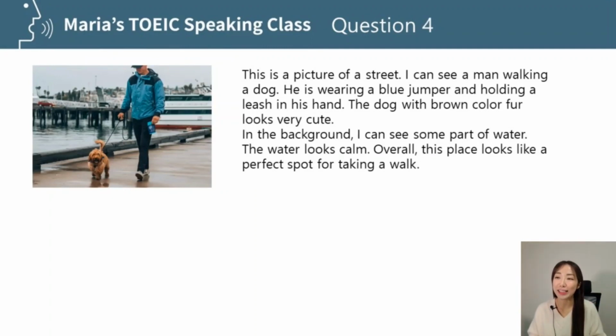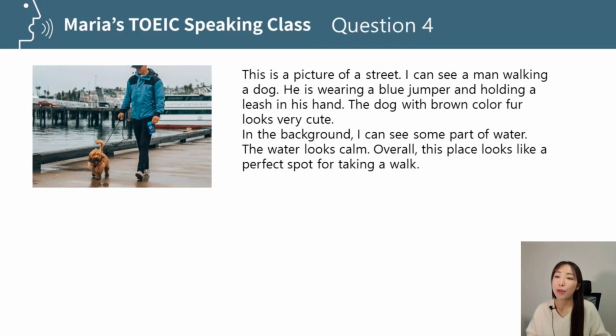4번입니다. 자, 길거리 사진인데요. 볼게요. This is a picture of a street. 길거리 사진. I can see a man walking a dog. 자, 개를 산책시키는 남자가 보여요. He's wearing a blue jumper. 파란색 점퍼 입고 있고 and holding a leash in his hands. 자, leash. 가축의 끈. 강아지 산책끈.